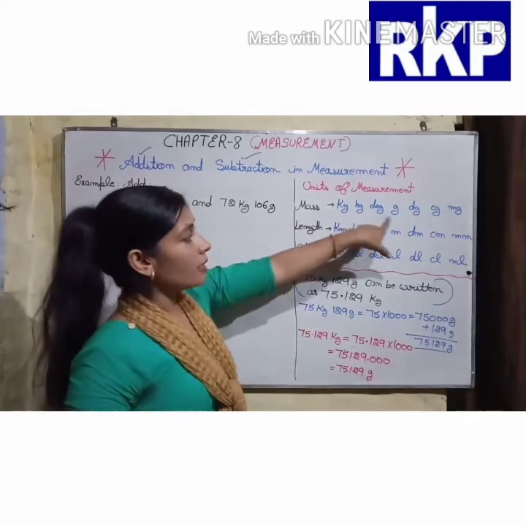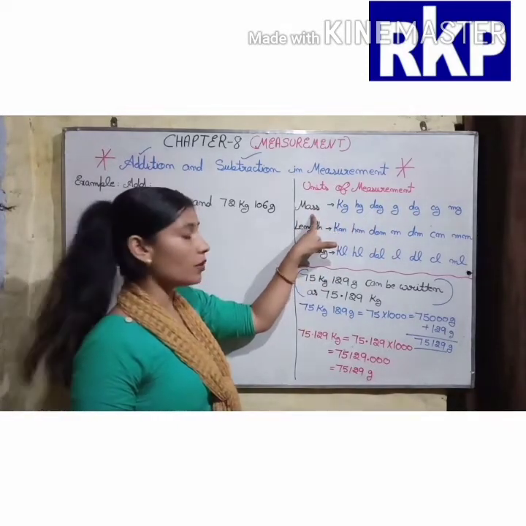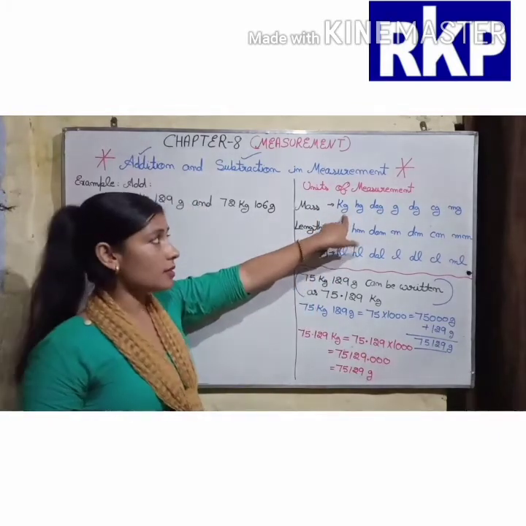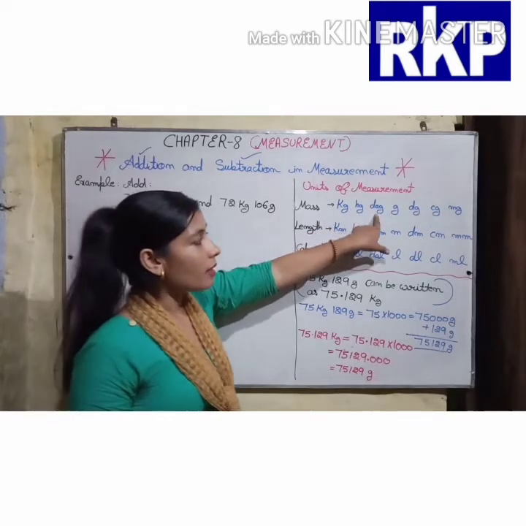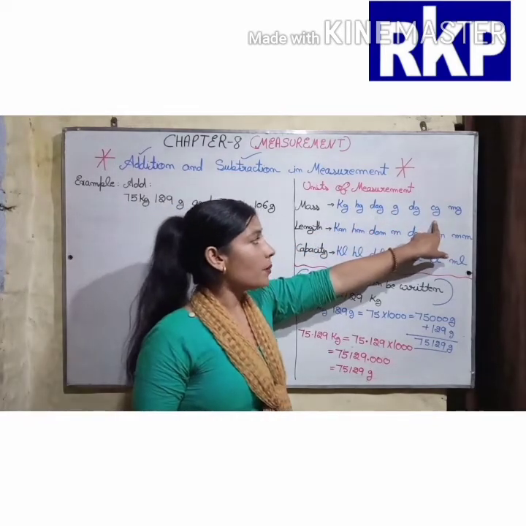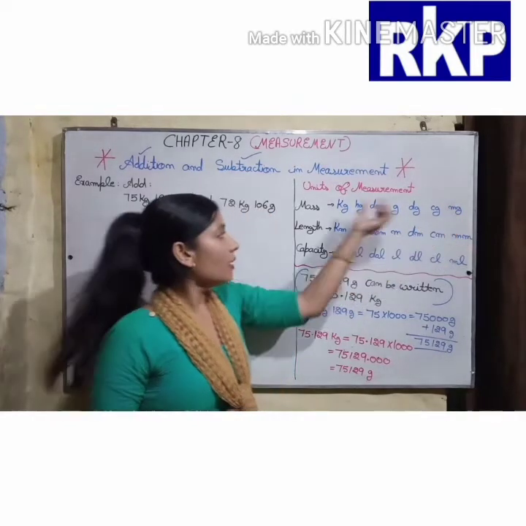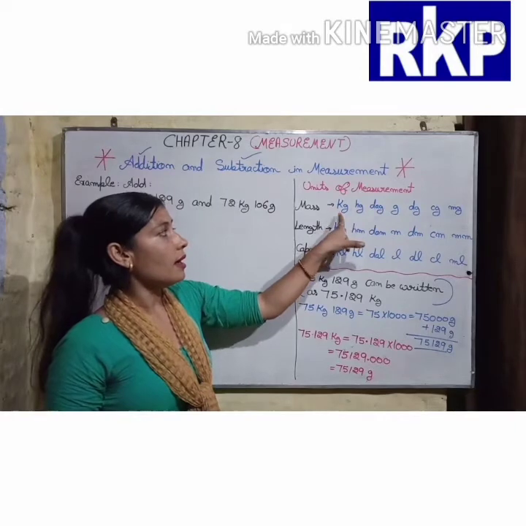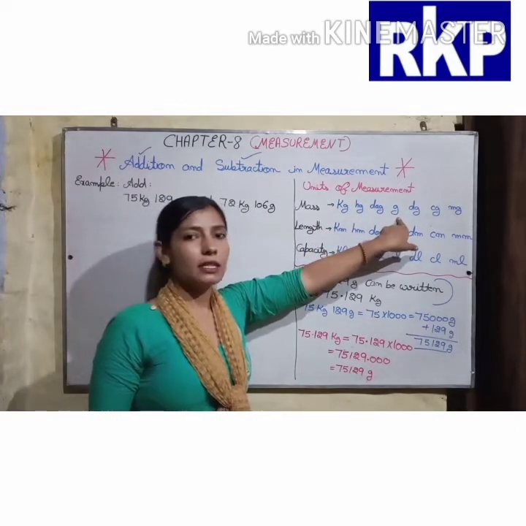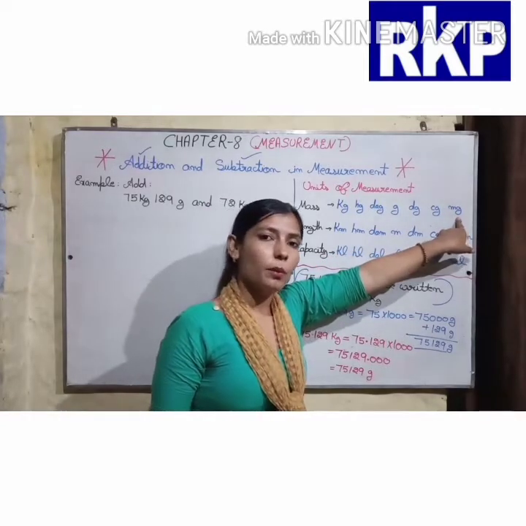Students, you can see here, these are units of mass or weight. First is kilogram, next is hectogram, decagram, gram, decigram, centigram and last is milligram. And you know very well that kilogram is the largest unit of mass and gram is the basic unit and milligram is the smallest unit of mass.